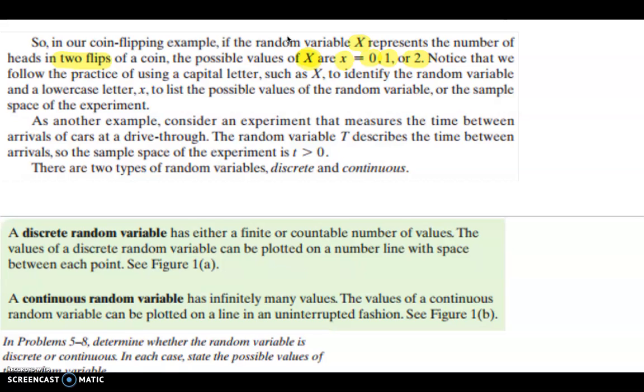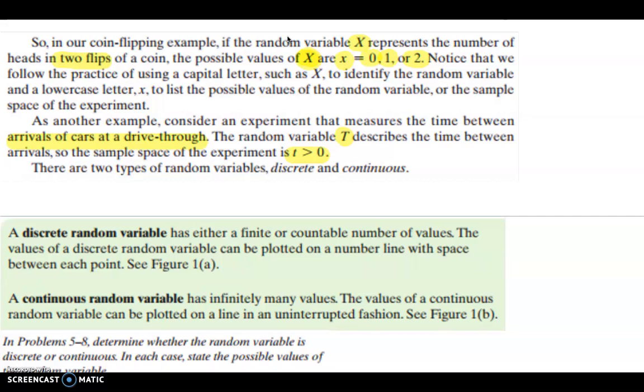Now, as another example, consider an experiment that measures the time between arrivals of cars at the drive-thru. This random variable, we'll call it capital T, describes the time between arrivals, so the sample space is t greater than 0 because time is continuous. So we can't say 0 seconds, 1, 2, because time doesn't round automatically to nice even numbers. It's always moving. It is continuous.